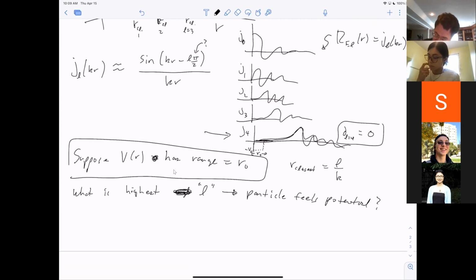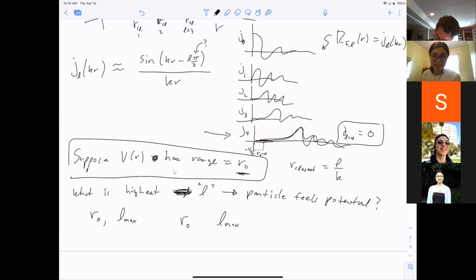And so now I'm asking you, what is the highest L that a particle can have and still feel a potential if the potential has a range R naught? I have range R naught, I have my maximum angular momentum, and what is the relationship between R naught and L max? Can you guess? It's just sitting right on the page. What is the relationship between the range of the potential and the maximum angular momentum that feels that potential? Is it that L max must be less than or equal to K R naught?